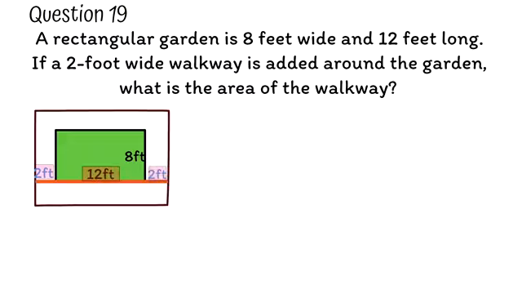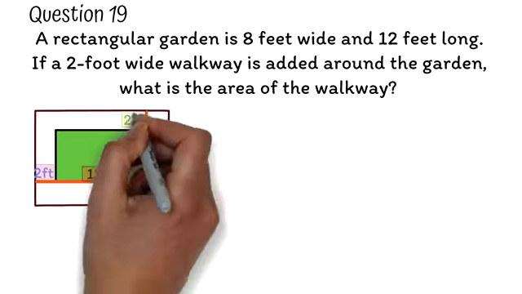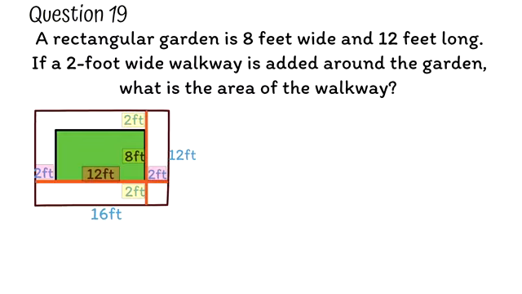And by doing that, the length of the garden plus the walkway will be 16 feet. The same way, 2 feet walkway is added to the top and to the bottom side of the width of the garden. Hence, the width of the garden plus the walkway is 2 plus 8 plus 2, which is 12 feet. To find the area of the walkway, first we have to know the area of the garden.